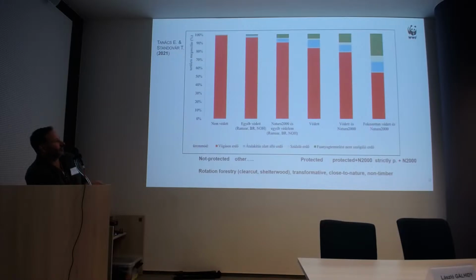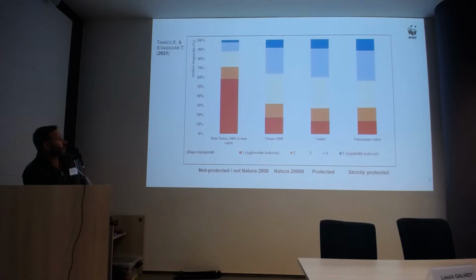And the columns like these are the strictly protected and Natura 2000 forests together. So you can see that more than half of the forests are managed by these rotation forestry methods, even in strictly protected areas. Of course, in non-protected areas, you will find this in most cases.